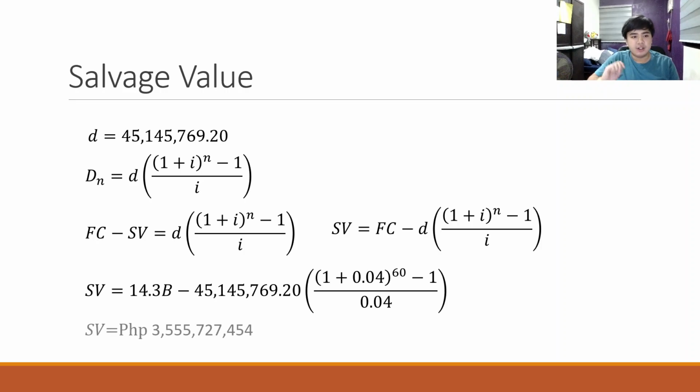Using your calculator, we get 3,555,727,454. So, in conclusion, our annual depreciation is 45,145,769.20, and our salvage value at the end of its life is 3,555,727,454. Thanks for watching.